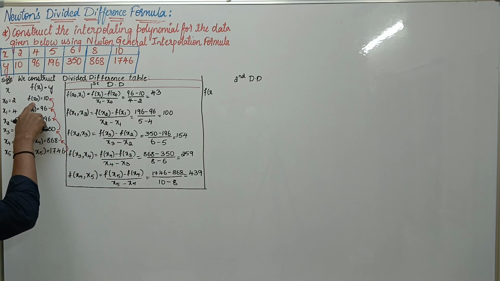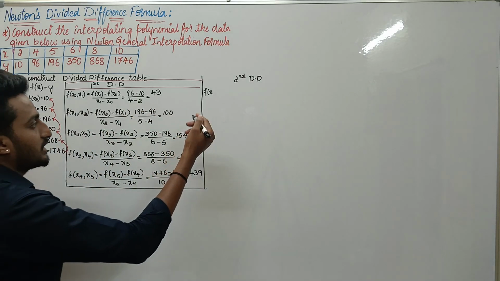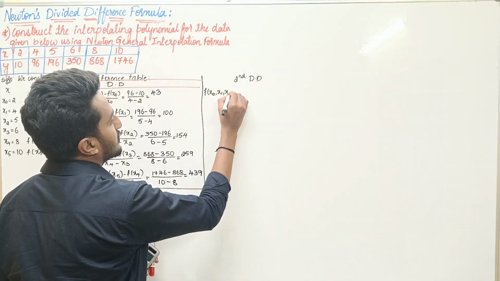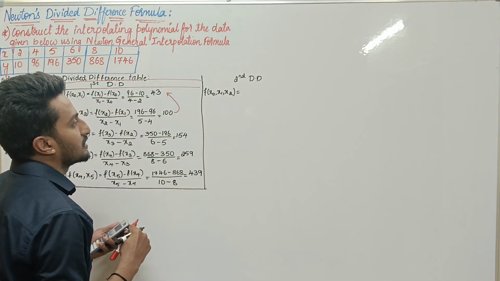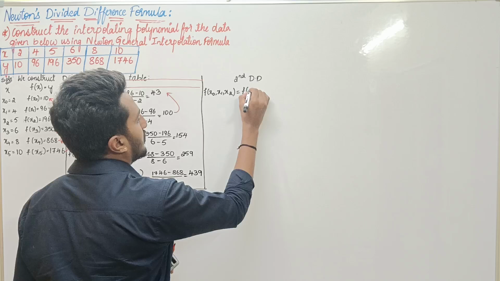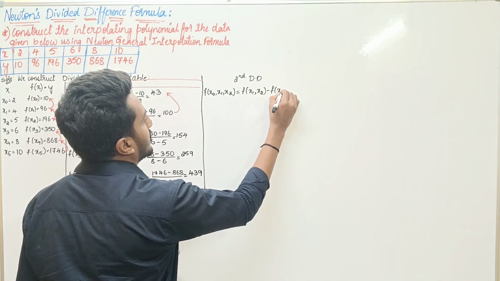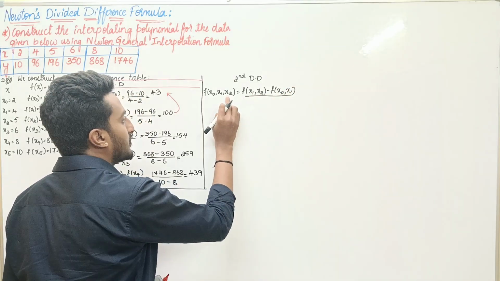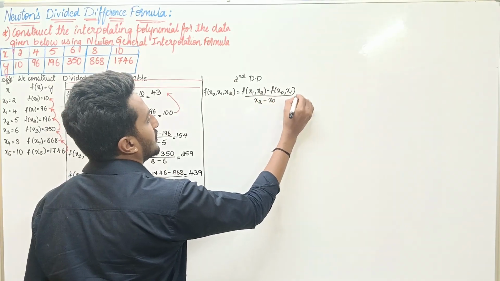See, this is the function f of x, and this is the first divided difference, f of x0 comma x1. The second divided difference f of x0 comma x1 comma x2 is equal to this minus this: f of x1 comma x2 minus f of x0 comma x1, whole divided by last element minus first element, that is x2 minus x0.